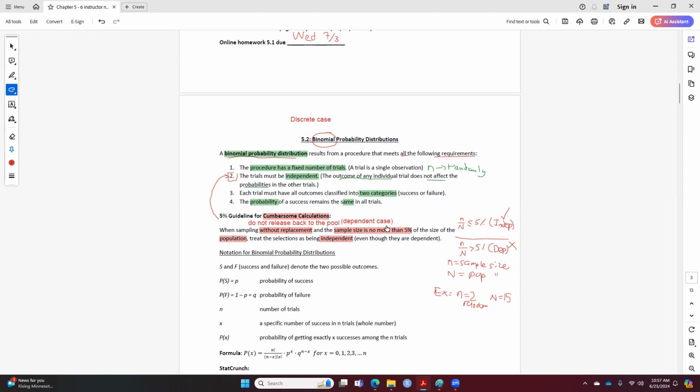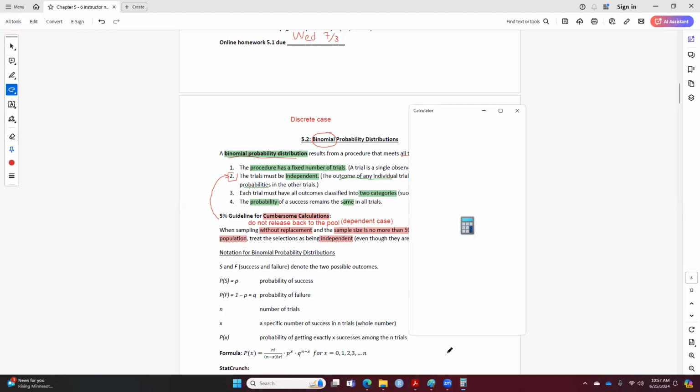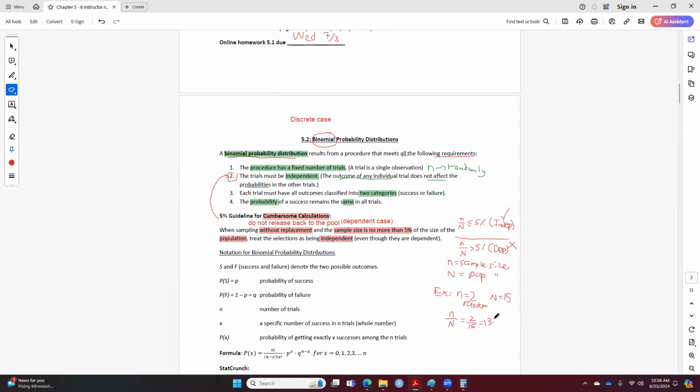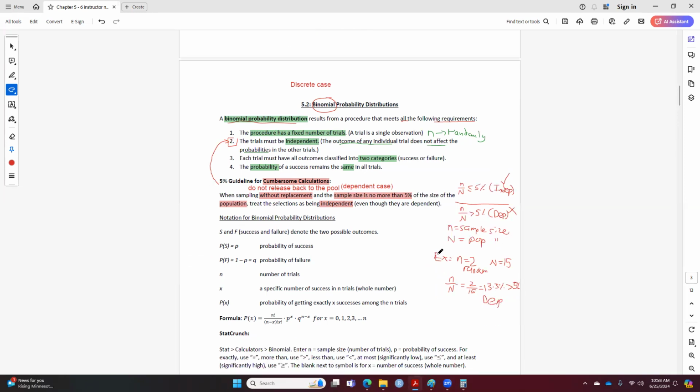So if you want to figure out this cumbersome rule in this case, you take n over N. So it's 2 over 15. So 2 over 15 is 0.133, so this is around 13.3%. And since this is more than 5%, this is actually dependent. So sadly, if I pick this case, it's not going to go well.